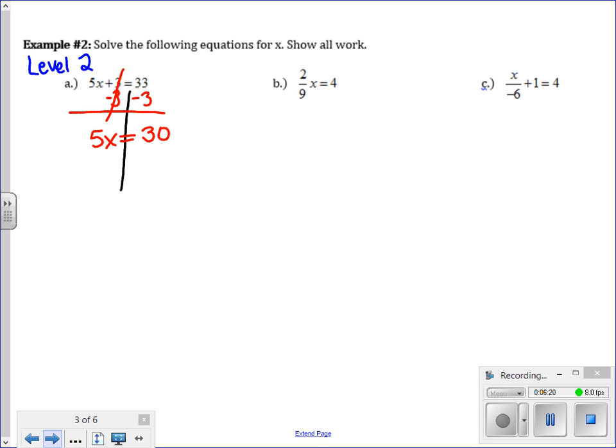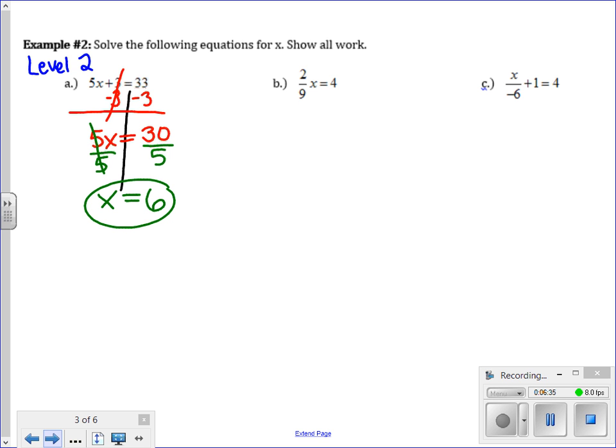Now I can move the 5 because the 5 is really close to the x. It's being multiplied. To undo multiplication, I divide by 5 on both sides. The 5's cancel off, and I get x equals 6. That is the final answer.